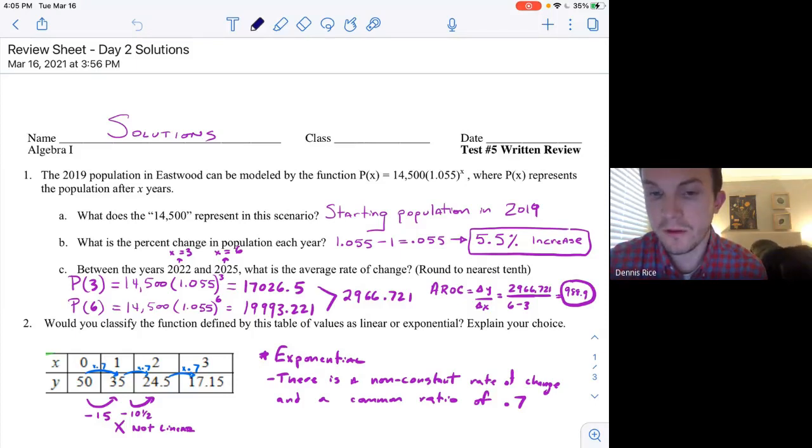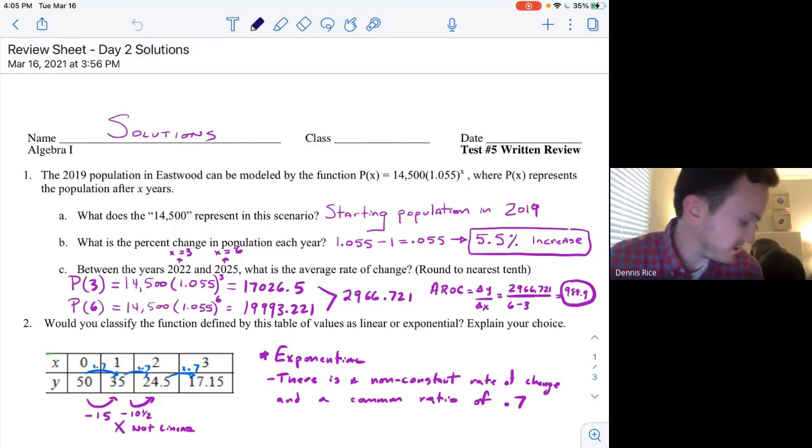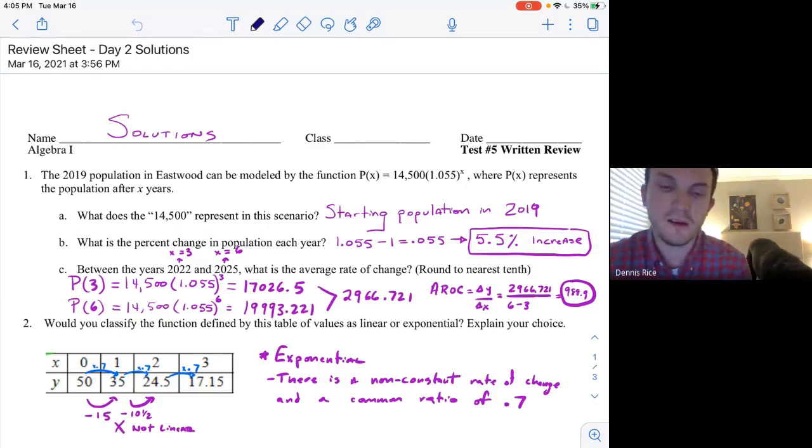AROC, slope, delta Y over delta X. I think one thing people make a mistake with on AROC is the idea of positive and negative. A few people did it on the quiz. Whichever order you're subtracting, you have to keep it consistent. Or use common sense. What do I mean when I say use common sense? You know this function is growing. So if I got a negative for part C, I would be like, wait, how can this be going down if it's a growing function? So use common sense in that light.